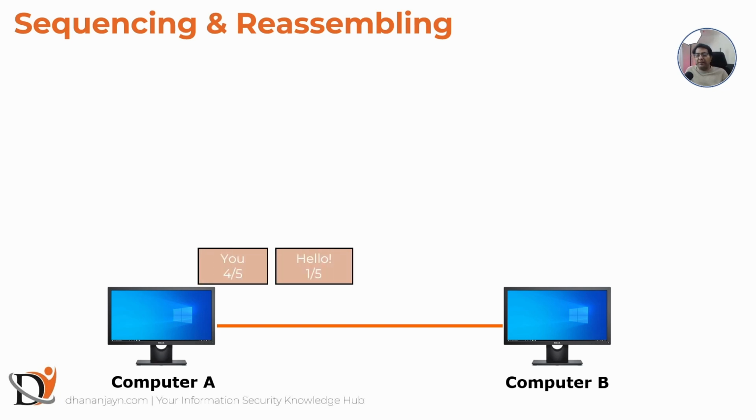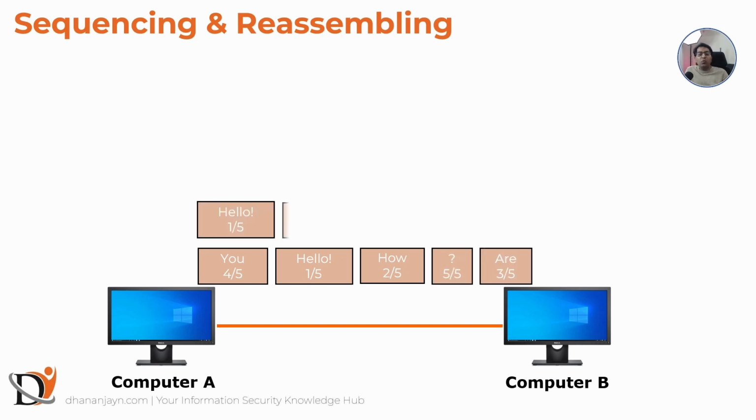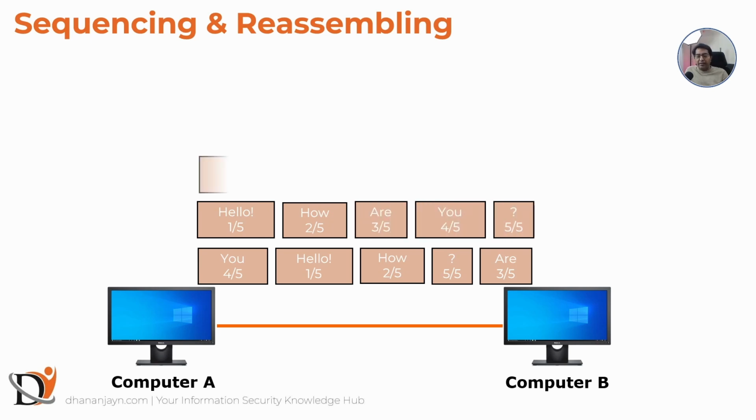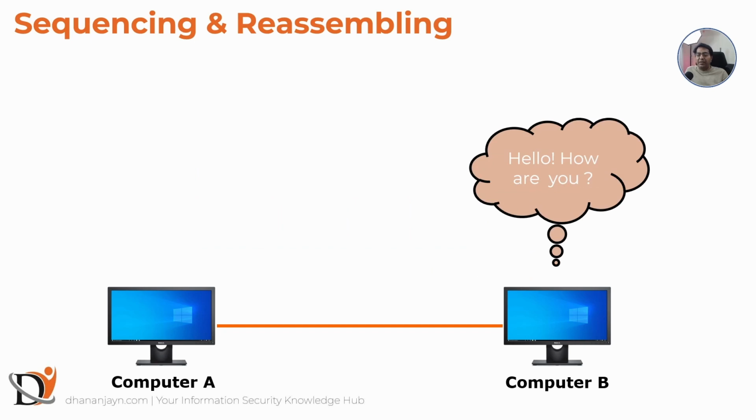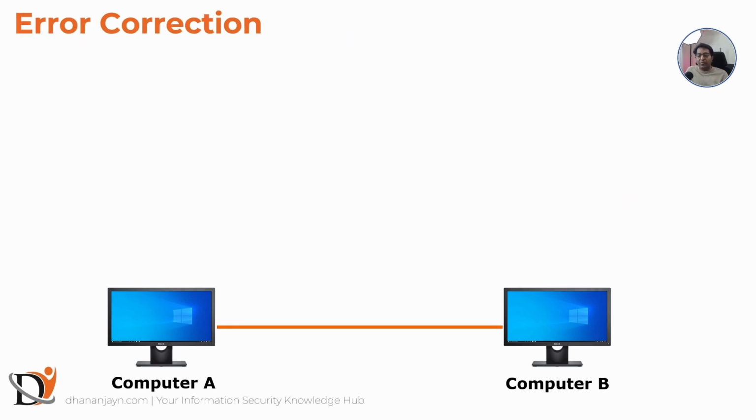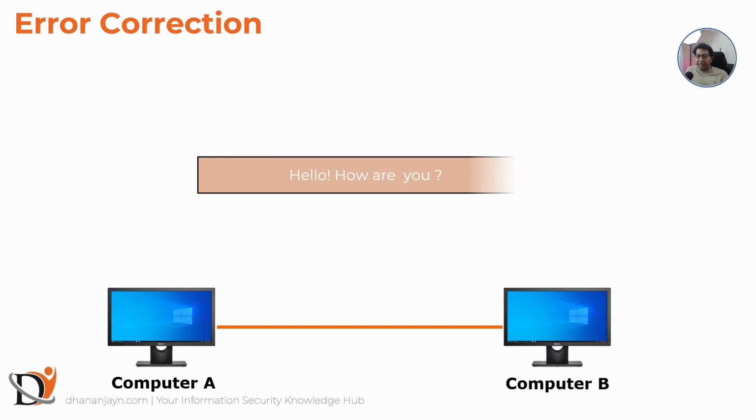Now here at this computer, the destination end, data is now reassembled and then presented to the user on computer B. So I hope you understood the sequencing and reassembling function which happens at the transport layer. So friends, now let us understand error correction.